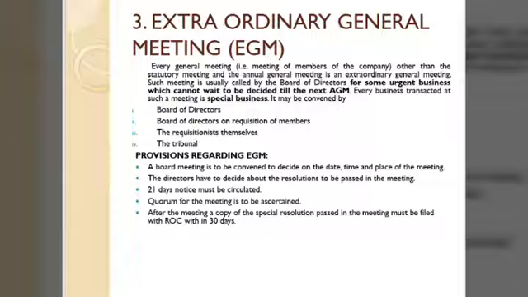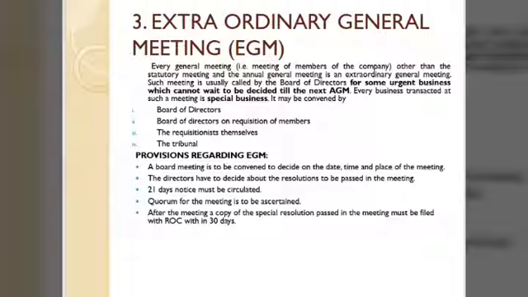Who is going to conduct the extraordinary general meeting? Number one is the board of directors. Number two is the board of directors conducting it on the requisition of members. Number three, if the board of directors is not conducting, then the requisitionists themselves will conduct the EGM. The fourth one is the National Company Law Tribunal. These are the four persons who will conduct the extraordinary general meeting.